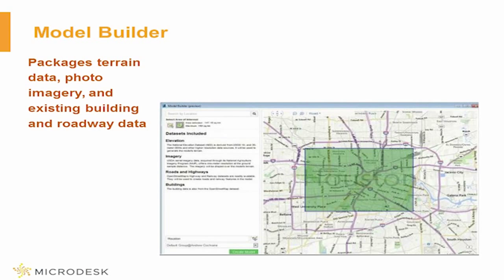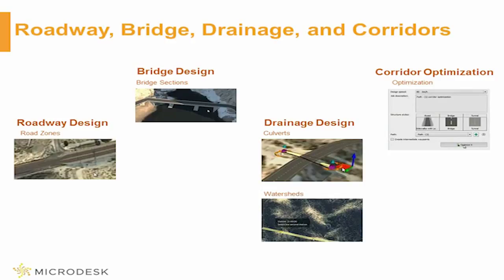What I think is the most convenient new feature within InfraWorks is now we have this thing called the model builder. And it will package terrain data, photo imagery, and existing building and roadway data into one package, so that we don't have to go and find all of these things ourselves and pull them together and make sure that they're on the right coordinates. It was a very time-consuming process before to have to do all of this ourselves. Now we can just click on an area that we want to build our model in, and it will pull all of this stuff together for us. So I think that's very convenient.